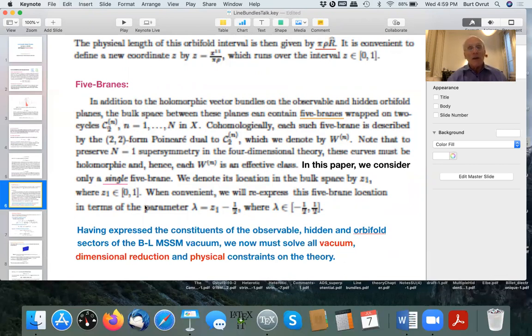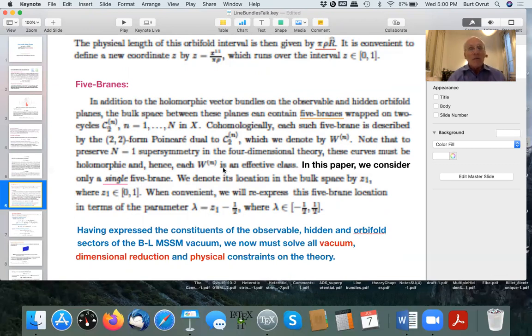We have 5 branes. We are going to here assume there's a single 5 brane. It's going to be located at a single point z, and that point z can be turned to a single point lambda using this expression. Lambda goes from -0.5 to 0.5. And this lambda, we are going to choose to be 0.49. That is very close to the hidden wall because it simplifies the mathematics. You don't have to put it there. You can put it anywhere you want, and everything that I will discuss will continue to be true.